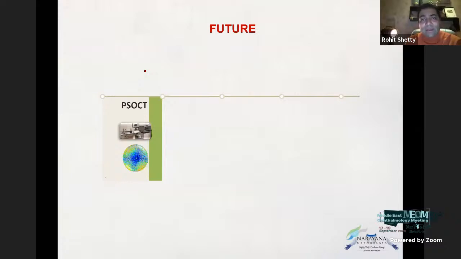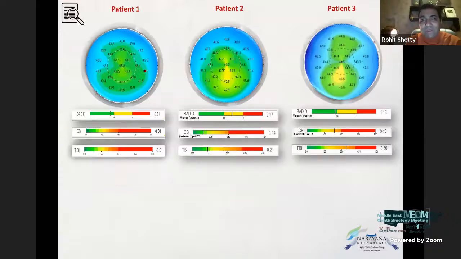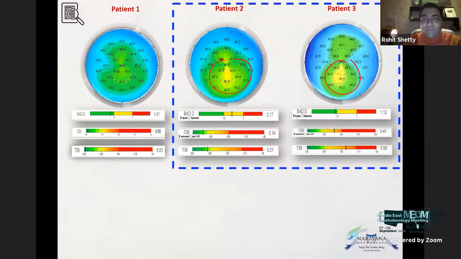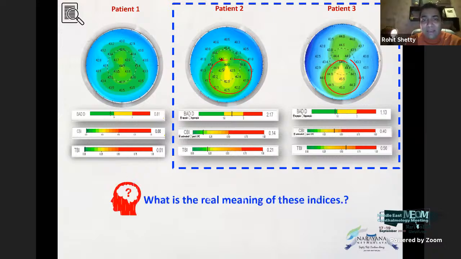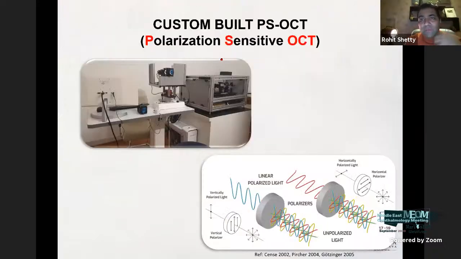What are the futures? A few slides on it. I think we need to build new tools, new topographers, new tomographers to understand these kinds of corneas. We don't know whether they are biomechanically strong or weak. So what do we do with them? Because at this point of time, none of the machines really tell us. So what we did was, we partnered with a group from Vienna. We built our own polarization sensitive OCT, which looks at the collagen imaging.